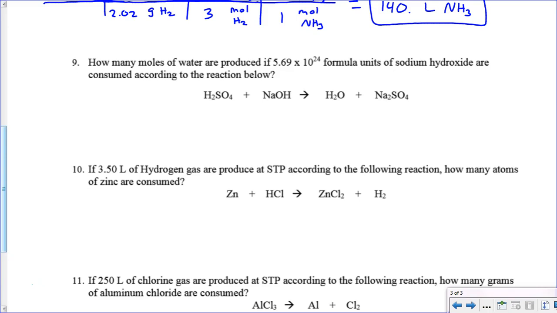And so we'll start here with 5.69 times 10 to the 24th formula units of sodium hydroxide, which is NaOH. All right, we need to get out of formula units of NaOH and get to moles of NaOH.